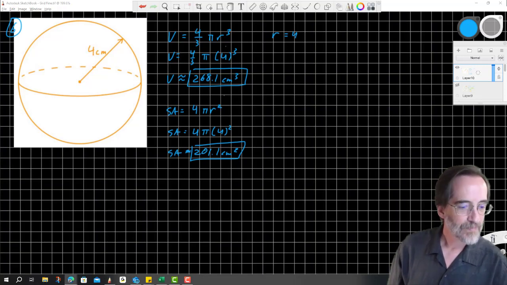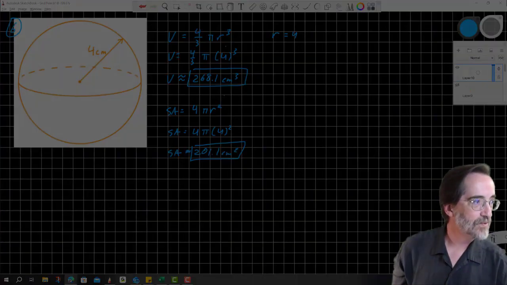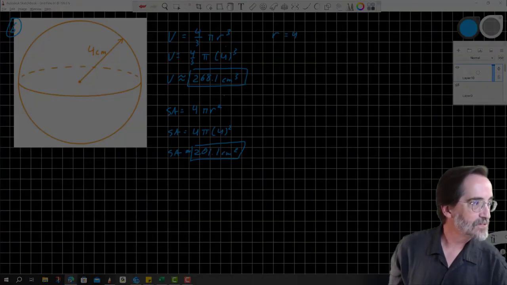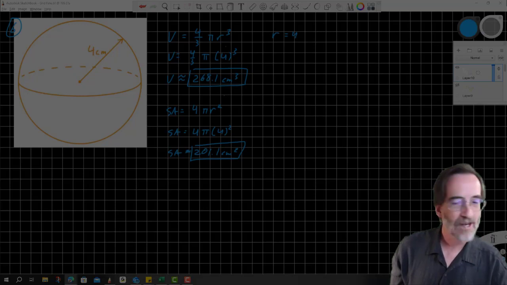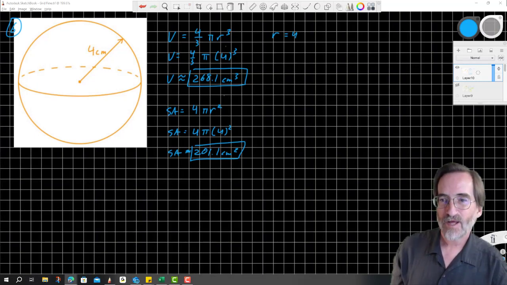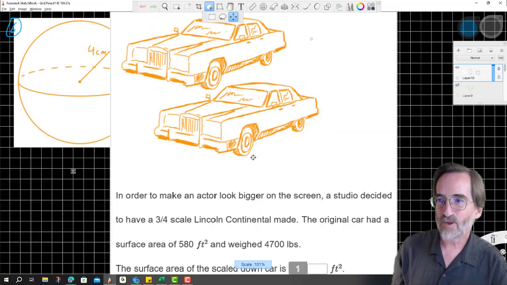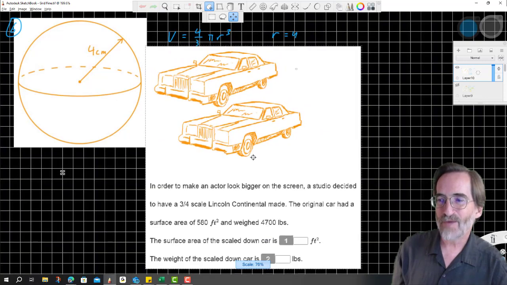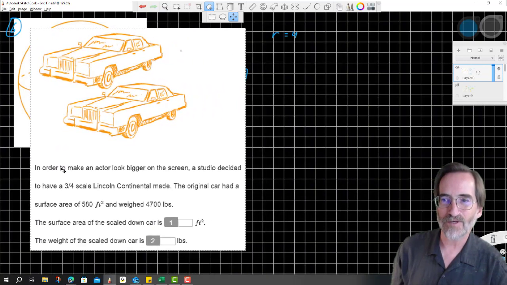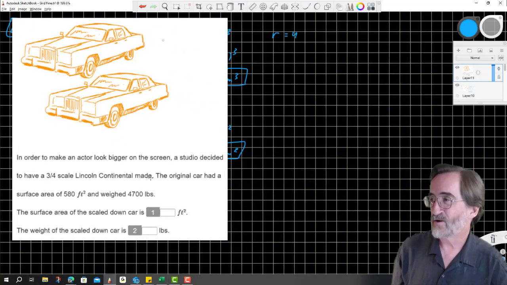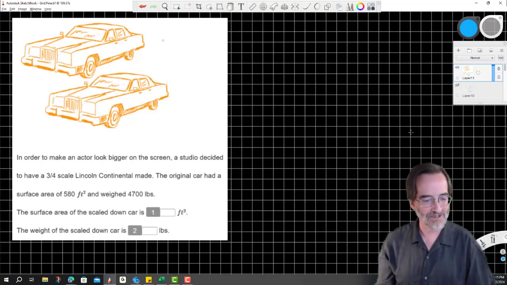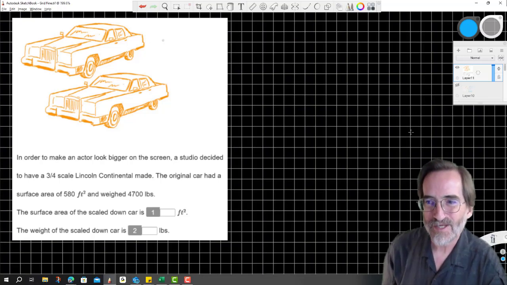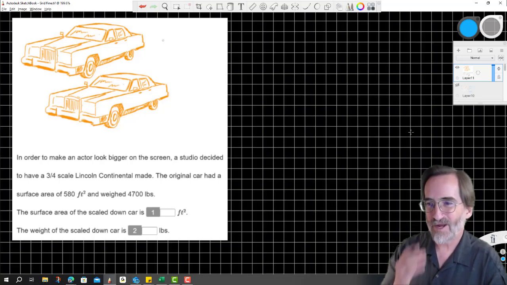This question is based on an actual true story. There was a TV show in the 70s that portrayed an actor as a detective, and he wasn't a particularly big man. He was about normal height, but they wanted him to look big, so they actually made a 3/4 scale Lincoln Continental for him to drive. Lincoln Continental's a big car, but they made it 3/4 scale so that when he got in and out of it, he would look bigger. Believe it or not, that's a lot of work to make an actor look big.